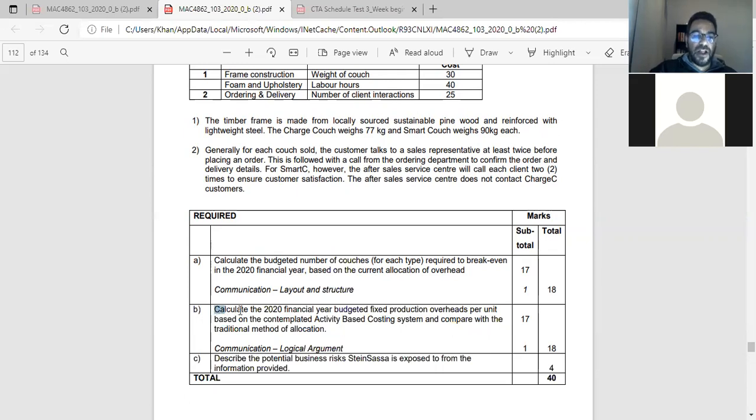Okay, so they say calculate. So calculate means you must bring a number and you can do it however you want to. Calculate the 2020 financial year budget. So when you look at cost accounting, there are three things you must be able to pick up. Whether they're asking you for actual information or budget information, that's number one, in no particular order. Number two, you want to be able to pick up whether they're asking you for an annual figure or monthly figures or a quarterly figure. So basically pick up the period.